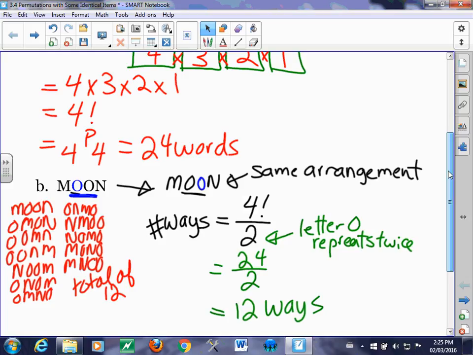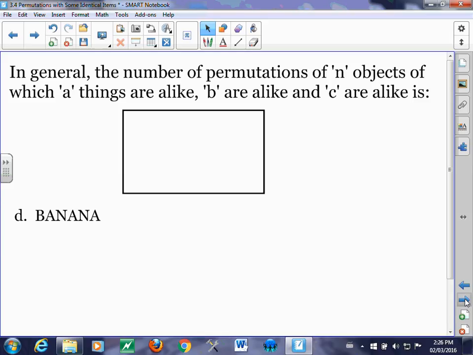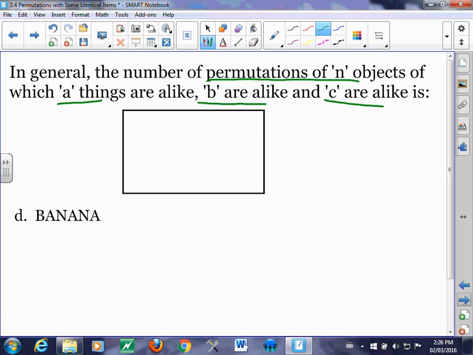All right, let's learn a formula for this, folks, and it's on your formula sheet. In general, the number of permutations of n objects, of which A items are alike, B items are alike, and C items are alike, is the following. The number of ways equals n factorial, so your total factorial, over any possible repeats. And folks, notice how it says factorial.